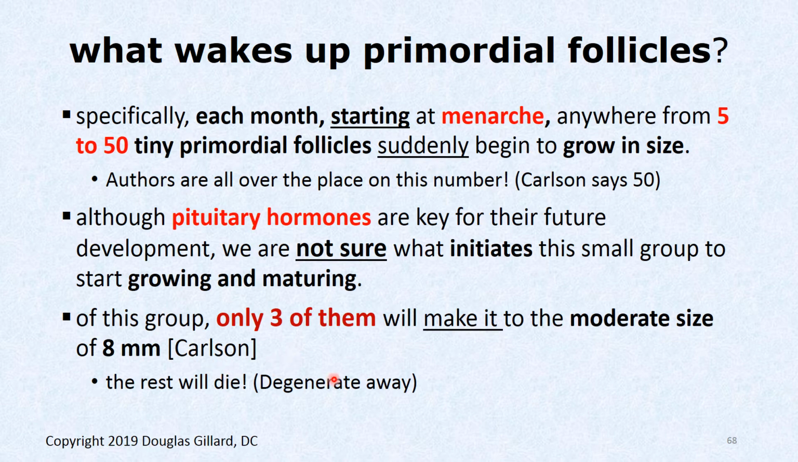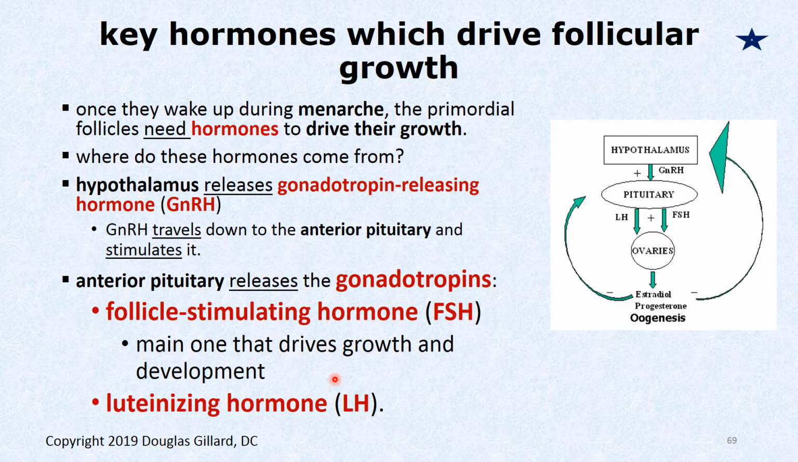Right? The rest of them die. We'll actually see how some of them are killed. Once they're formed and start the race, though, hormones are the key. Hormones drive the growth of follicular cells, as we'll see in a minute. Follicular cells are what make the mass of the follicle get bigger. So once we wake up from menarche, primordial follicles need hormones to start the race.